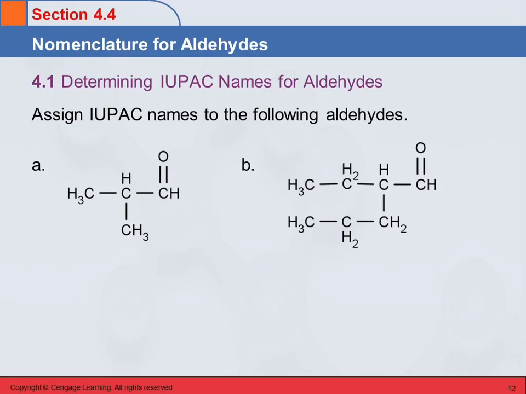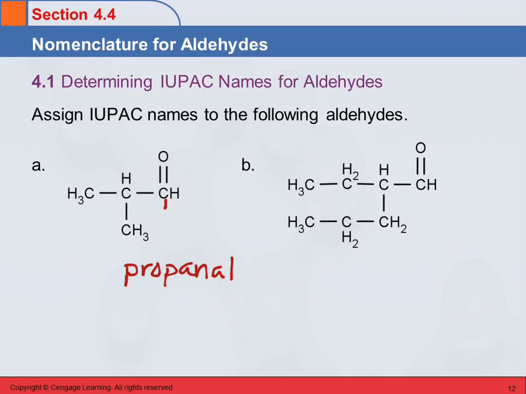So letter A here, we need to find the longest chain. It has to include this carbonyl carbon. This is going to be 1, 2, 3, or 1, 2, 3. It's the same difference. 3 carbons is what? Mom eats propane. So from propane, we take off the E and add AL. So propanal.